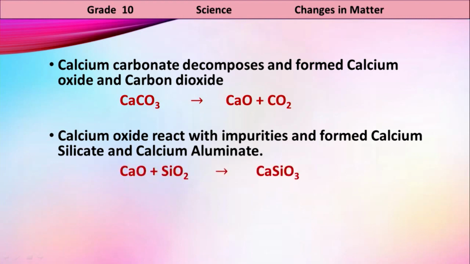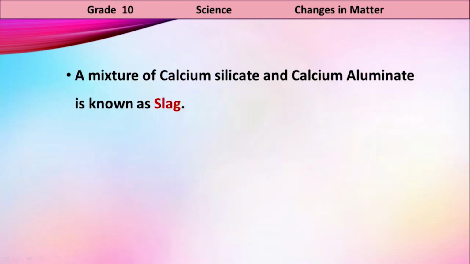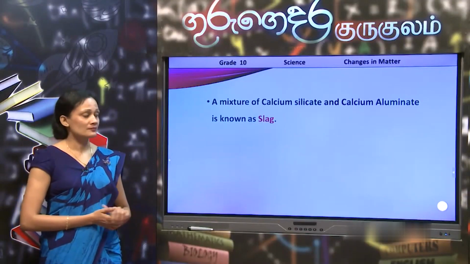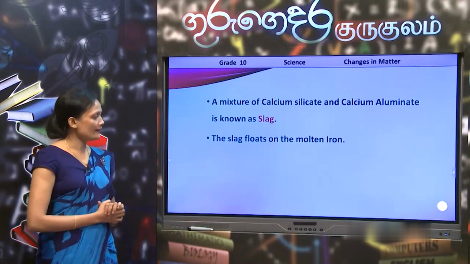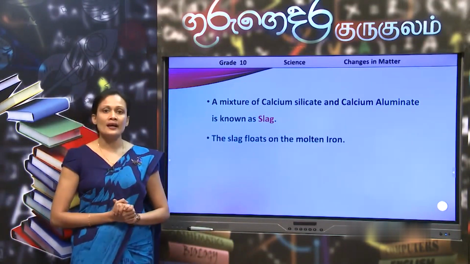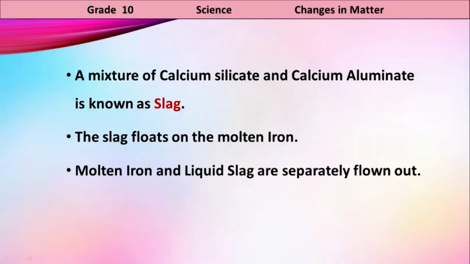Look at this one. Calcium oxide reacts with silica and forms calcium silicate. Calcium oxide reacts with alumina and forms calcium aluminate. The mixture of calcium silicate and calcium aluminate we consider as slag. If we consider slag, it floats on the molten iron. And molten iron and liquid slag we separate from the bottom of the blast furnace.